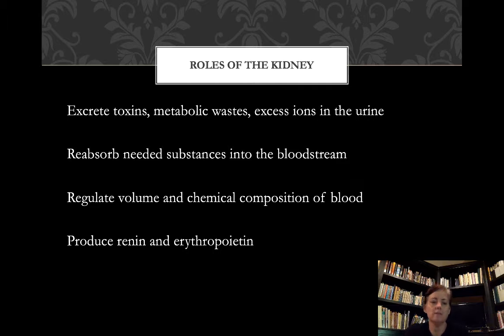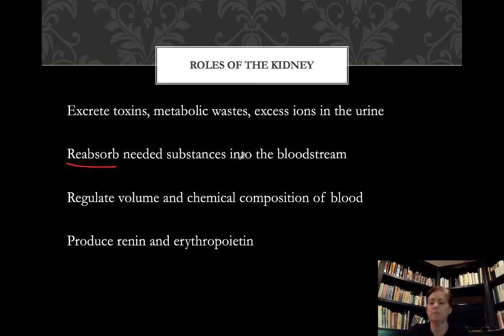Some roles of the kidneys. So, what do the kidneys do for us? They are responsible for excreting substances that our body no longer needs. In terms of metabolic waste products or excess ions, we're able to get rid of those substances through our urine. On the flip side, there are some things that we want to hold on to, like glucose and amino acids. Those are initially filtered into the urine, but we actually want to take those back. So we're going to be able to reabsorb some of the substances back into our body that we want to hold on to.